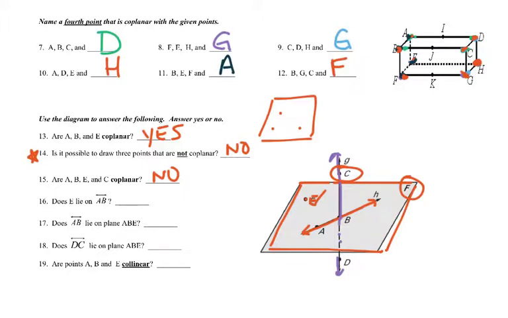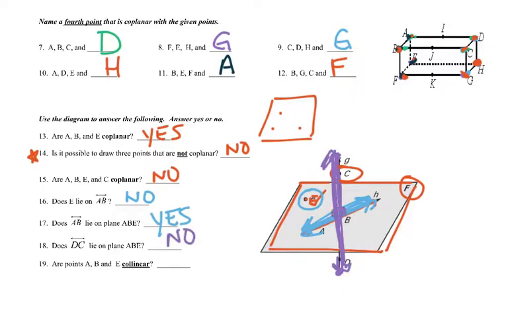Does point E lie on AB? What do you think? Does point E lie on AB? You're right, it does not. Does line AB lie on the plane ABE? Yes, it does. So each question's a little different. Now we're talking about line DC here. Is this purple line on the plane? And it is not. It's kind of going through the plane. It's really crossing the plane at point B.